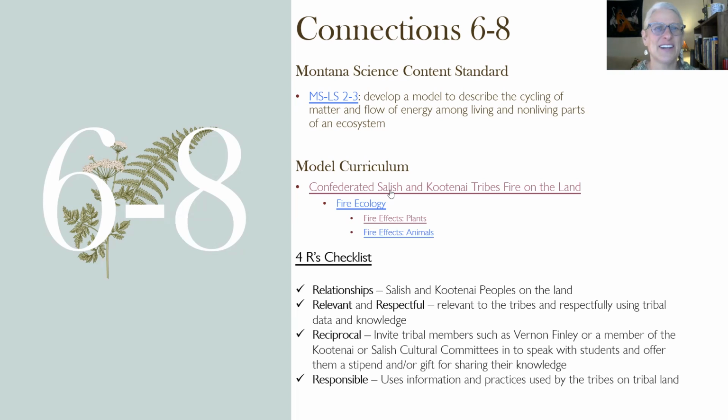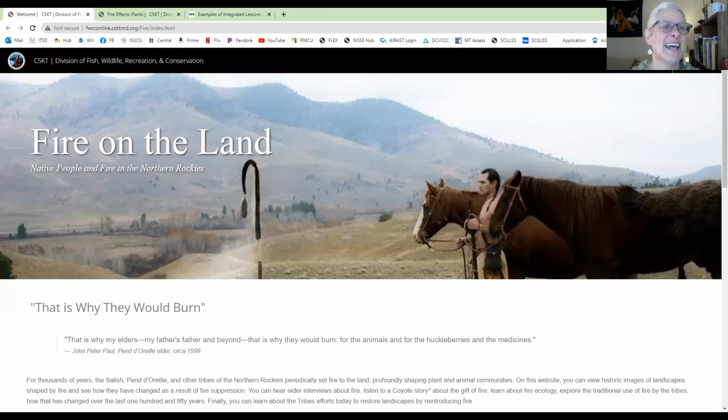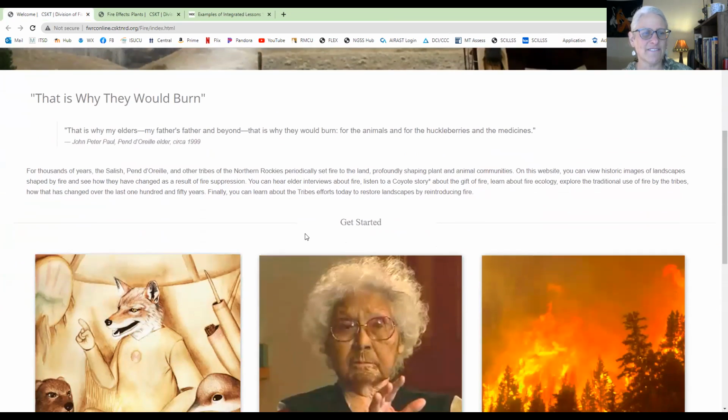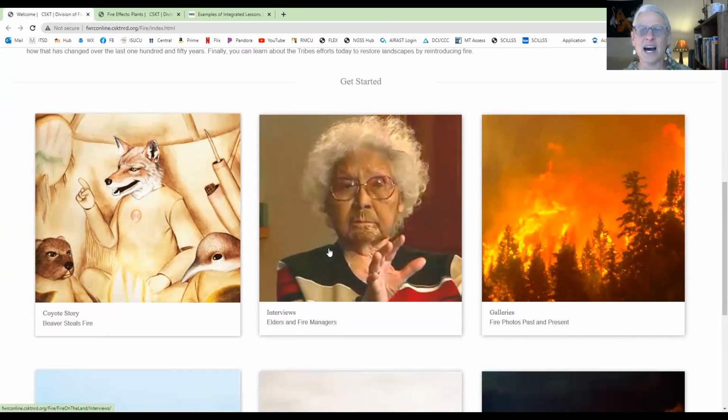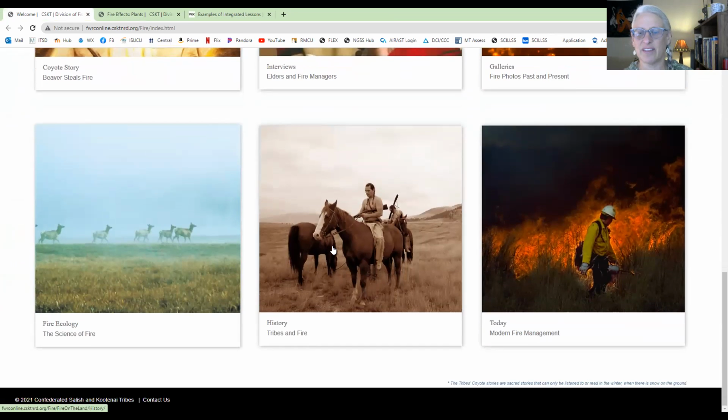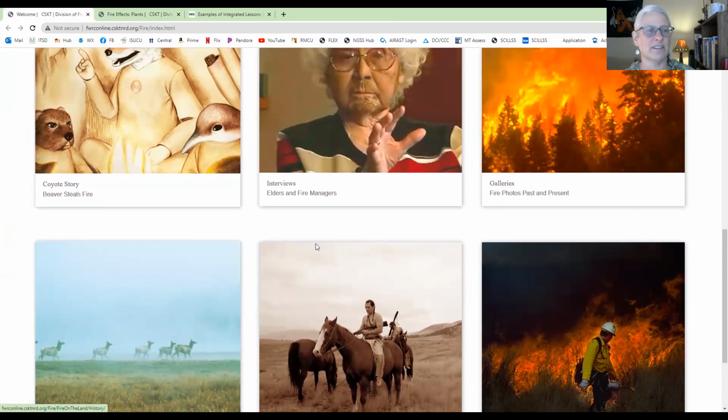A new share, here we go. And so the opening page, you can see the CSKT Division of Fish, Wildlife, Recreation, and Conservation. I think I've been saying Natural Resources, so pardon me, but hopefully you get the gist. So not only is there background information, but there are all kinds of resources within this whole curriculum.